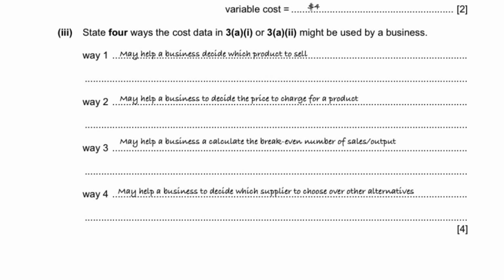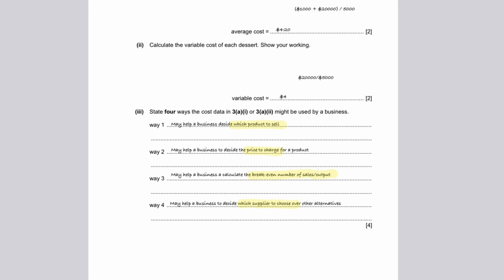State 4 ways the cost data in the previous two questions might be used by a business. Remember that the command word is state, so these are 4 knowledge points for these 4 ways. So way 1 is which product to sell, way 2, what price to charge, way 3, the break-even number of sales, and way 4, which supplier to use.